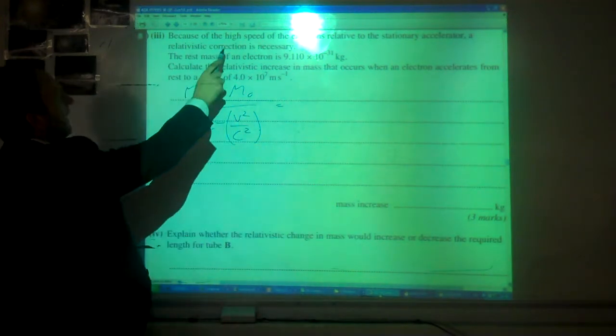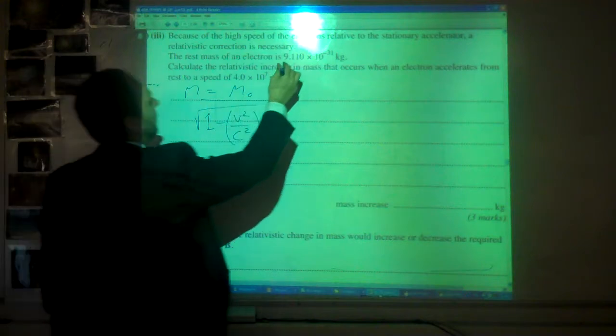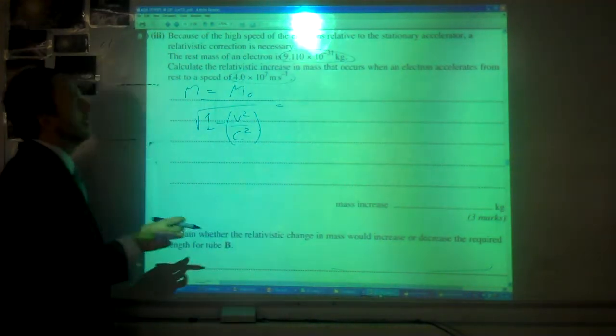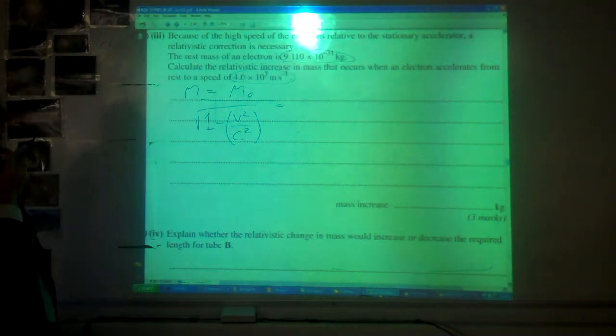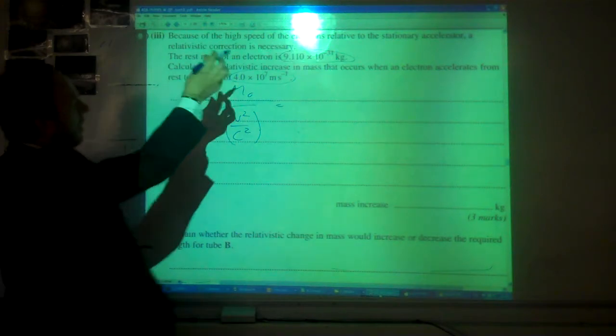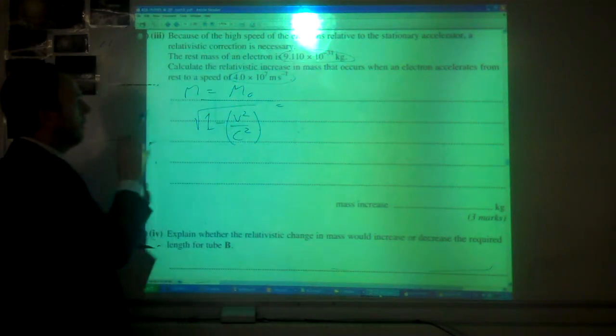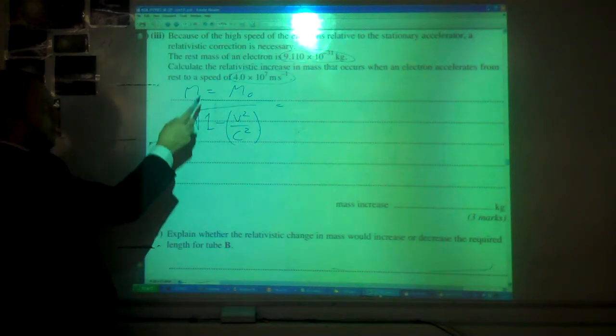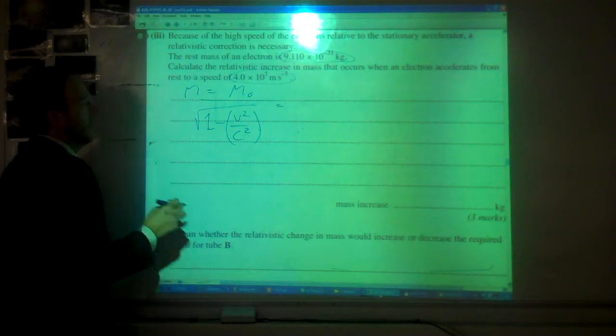So, an electron is travelling fast, here's its mass, here's its speed. It wants to know the increase in mass that occurs when an electron accelerates from rest to that speed. So let's pick our equation. We've gone with m equals rest mass, m naught, divided by gamma, our relativity factor.